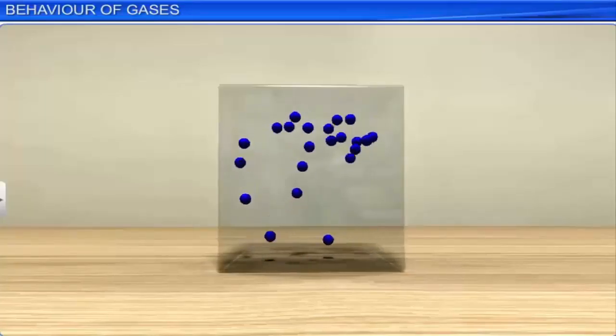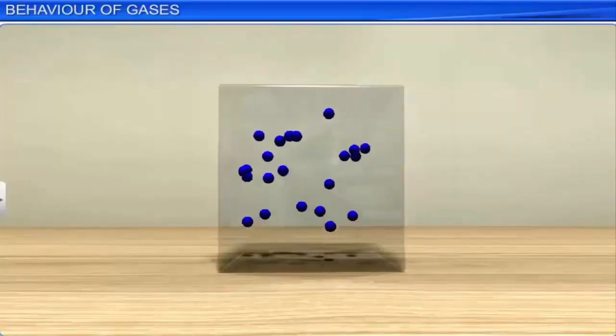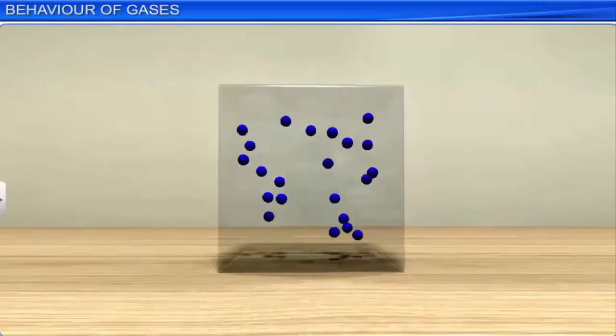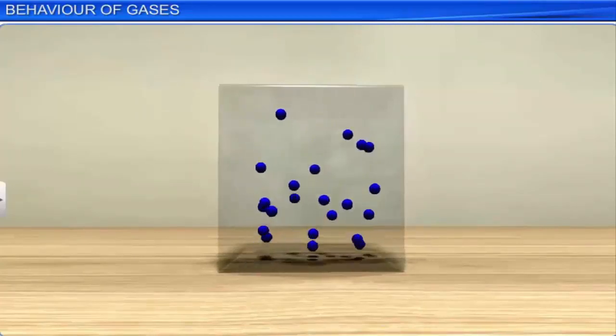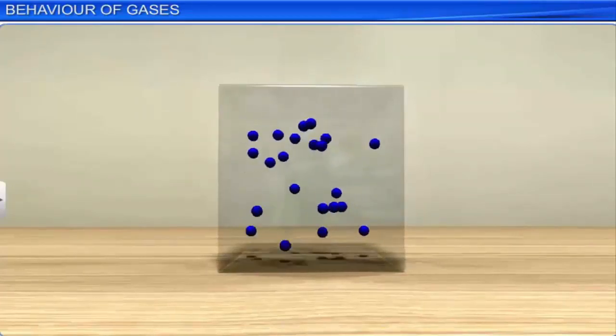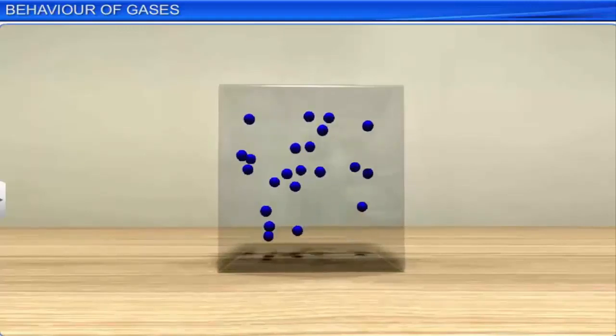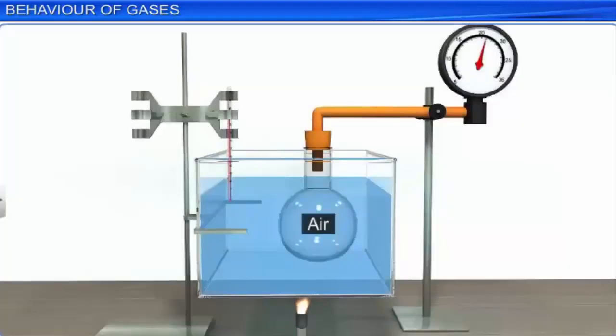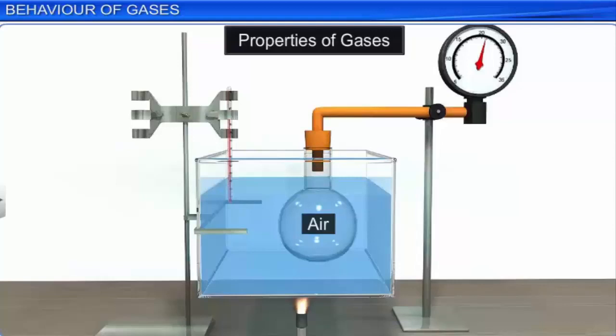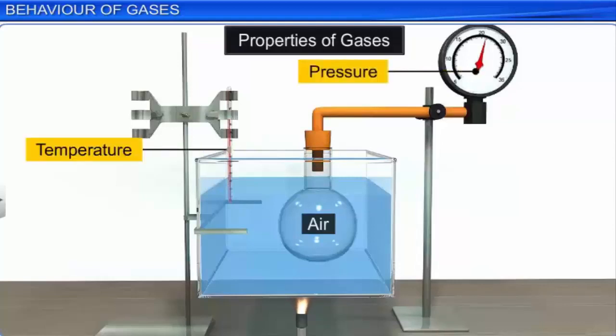In case of gases, interaction between molecules is negligible, except during a collision, because the molecules are far away from each other. So, it is easier to study properties of gases such as pressure, temperature, and volume compared to that of solids and liquids.